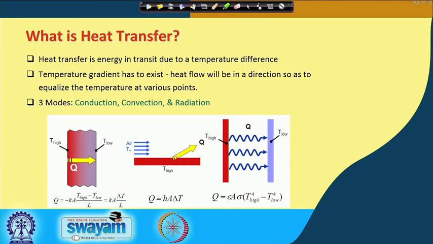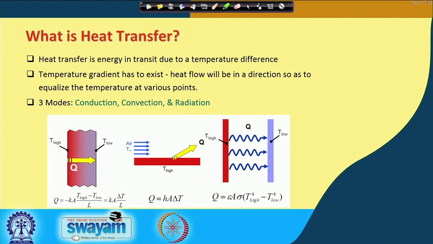Heat transfer is energy in transit due to temperature difference. We also call it thermal energy. So, heat or thermal energy flows from a higher temperature to a lower temperature. And for heat to flow, a thermal gradient, which is a difference in temperature, must exist.